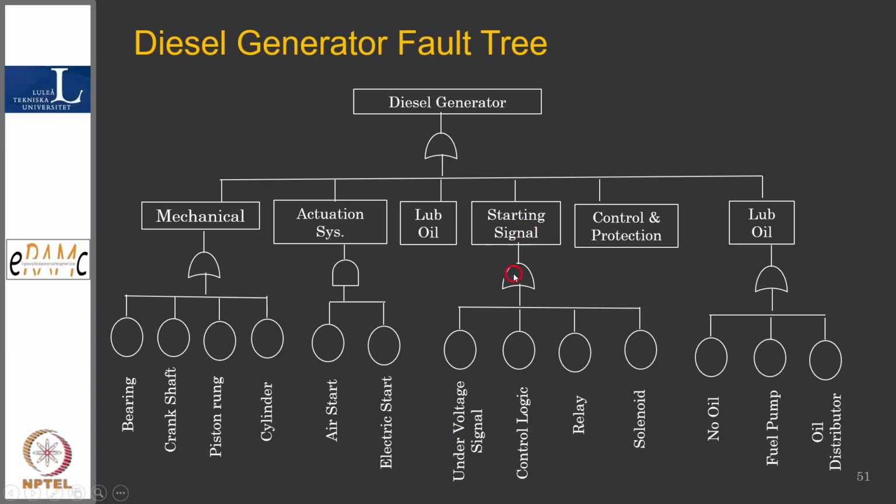Now, the starting signal. For starting this we require a starting signal. So the under voltage signal, if it is not working, the relay is not working, the control signal, relay signal, and solenoid. The solenoid is the final actuation device which will put things on. So the starting signal, diesel starting signal I should say, the control protection system. These events I have not developed, because for understanding we had this lube oil, no lube oil, fuel pump, and oil.